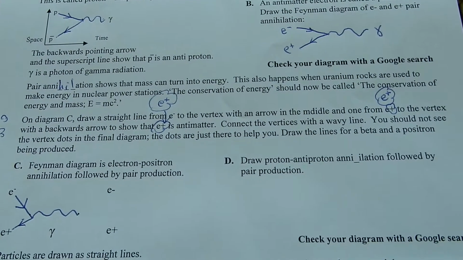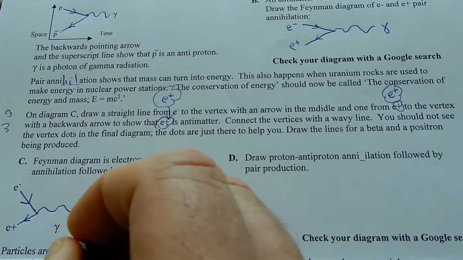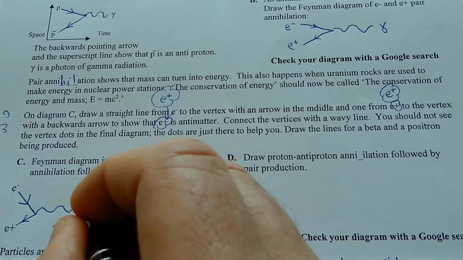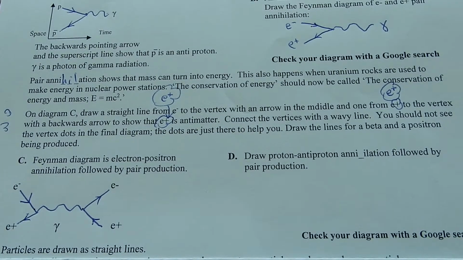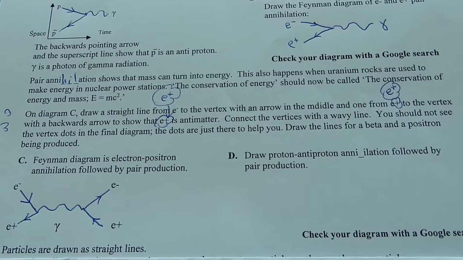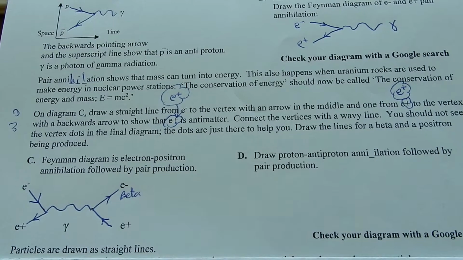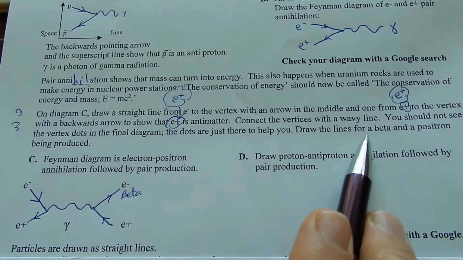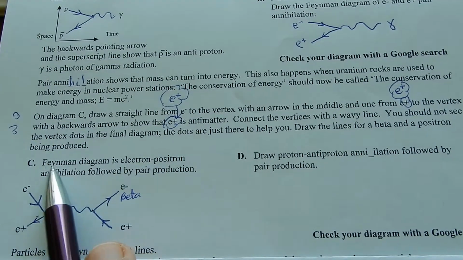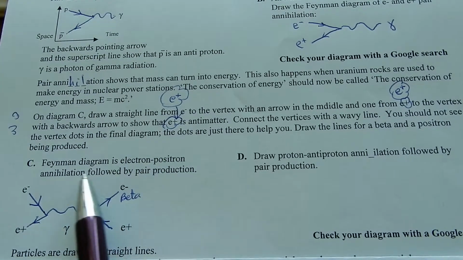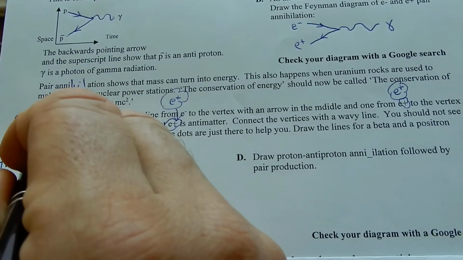Draw the lines for a beta and a positron. That's the positron coming out, with the arrow pointing backwards. Beta is of course a fast moving electron. So this is the beta, and a positron being produced. Excellent. This Feynman diagram is electron-positron annihilation followed by pair production.